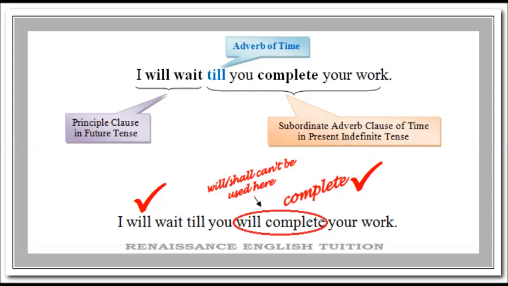It will be wrong to say, I will wait till you will complete your work. We cannot choose will after the adverb of time, till. Will can come only in the main clause.